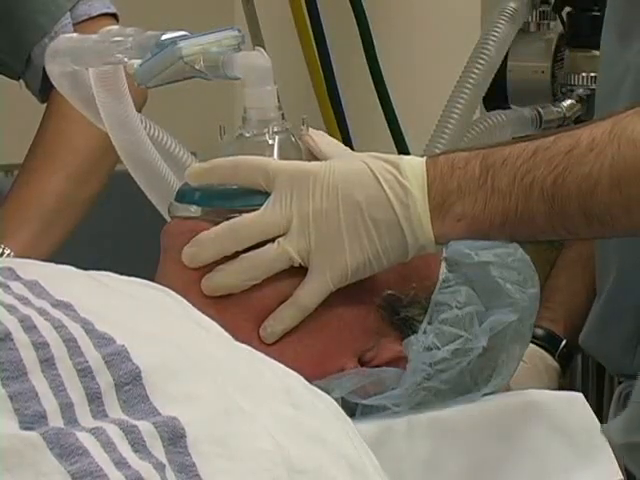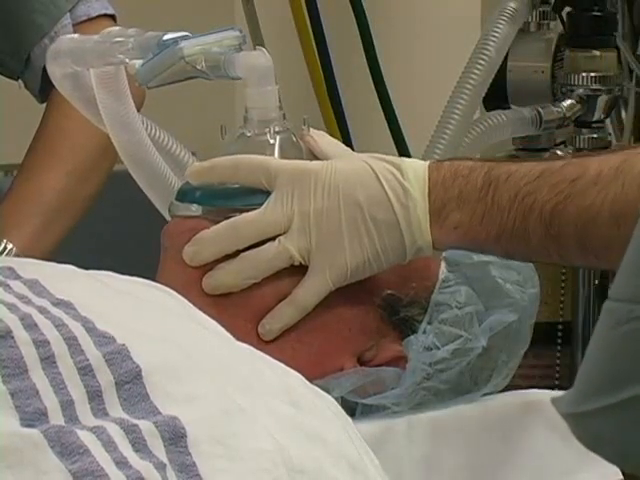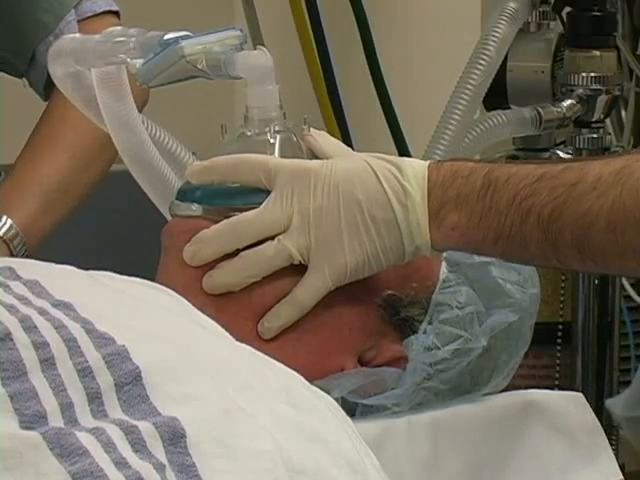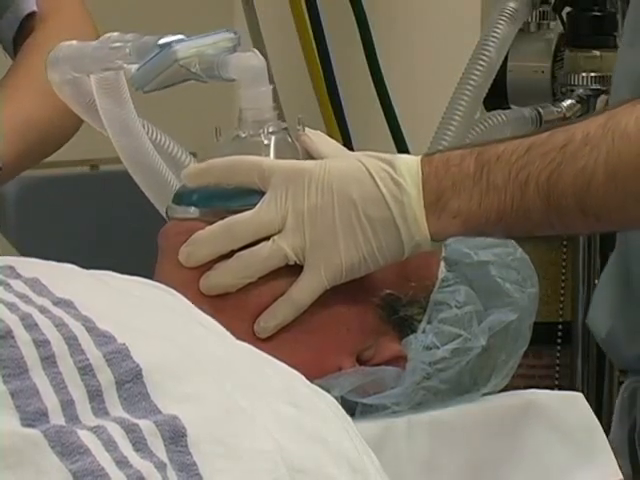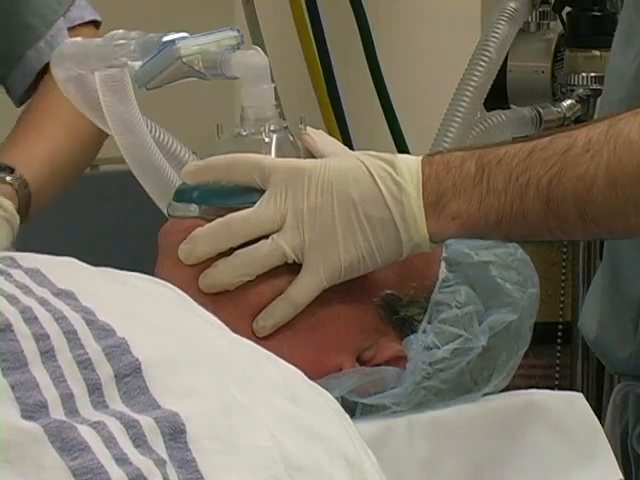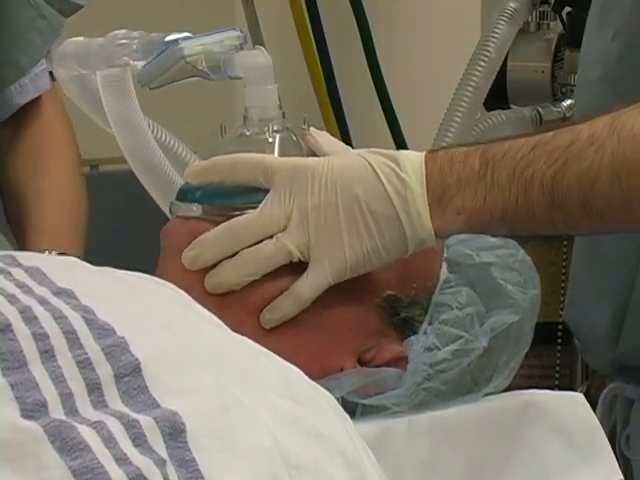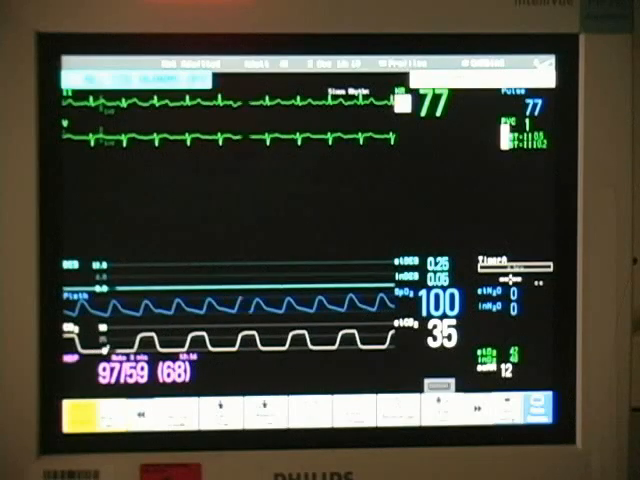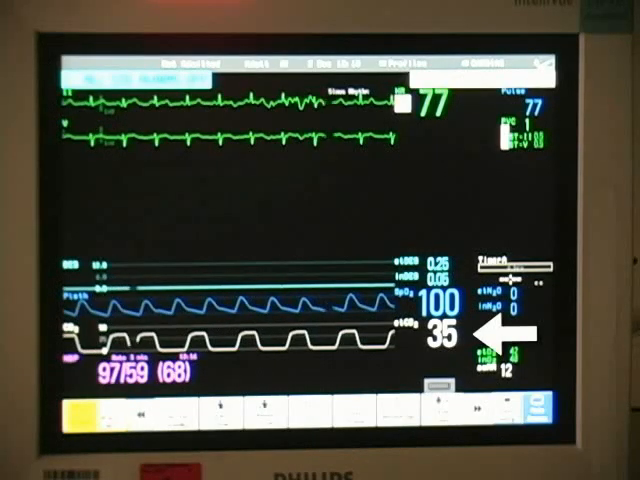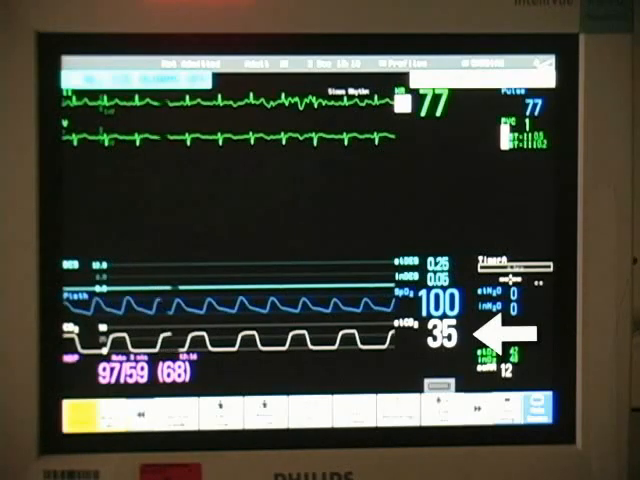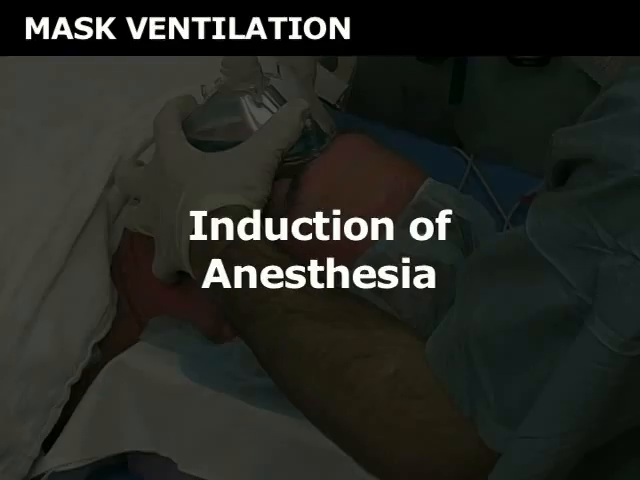Denitrogenate the patient. Open the adjustable pressure-limiting valve and turn the oxygen flow on high. Apply the face mask to form a firm seal on the face. Ask the patient to take 5 deep breaths. Check the monitor to evaluate the patient's end-tidal carbon dioxide. This information will verify the adequacy of the mask's seal.